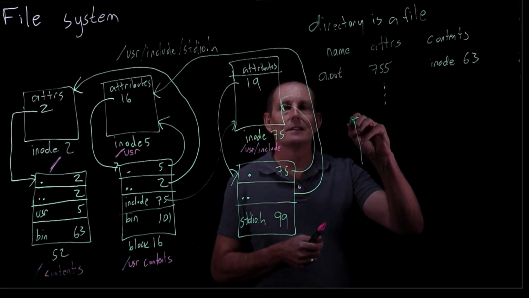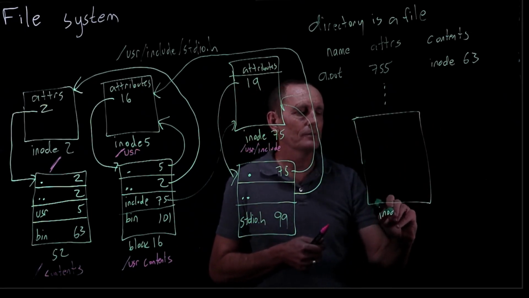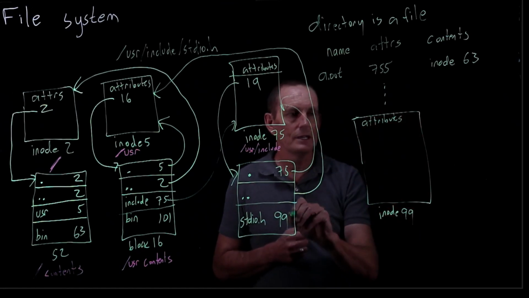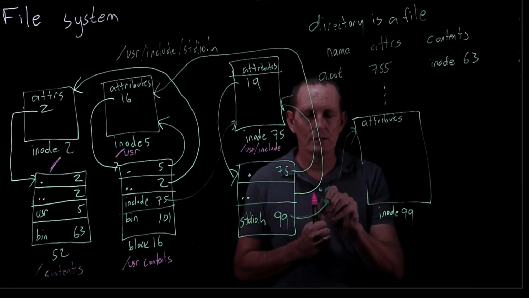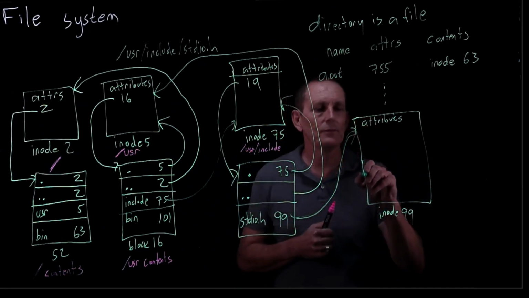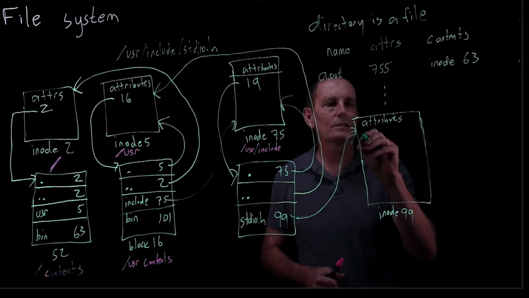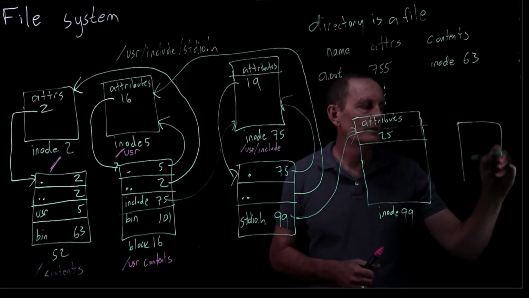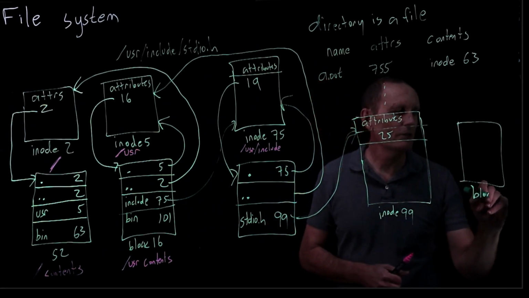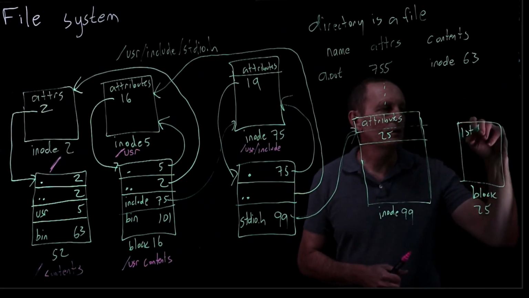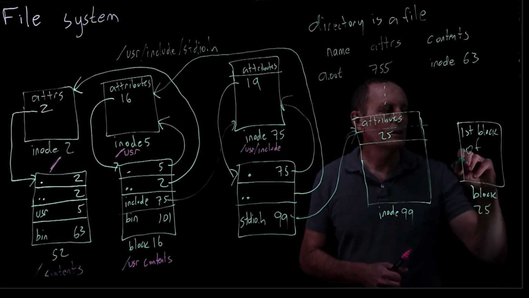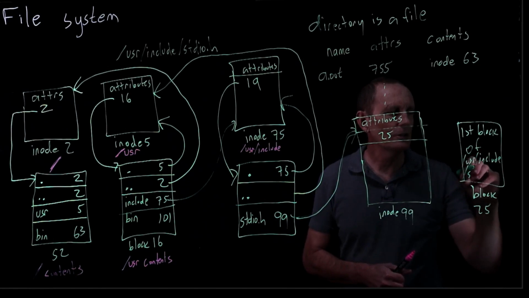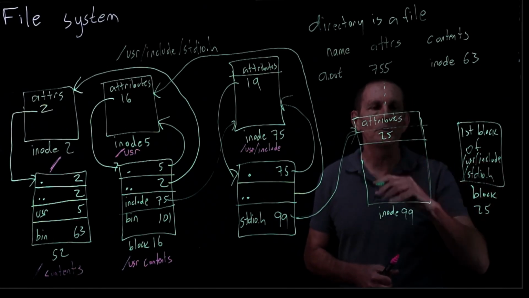We look over at inode 99. We have some attributes. 99 points to here. And now we have the actual data blocks. So let's say we have a 25 here. Then this is block 25. And this is the first block of /user/include/standard AO.h. And of course, there may be multiple blocks as well.